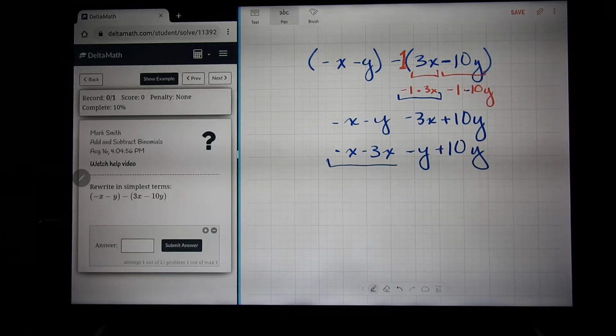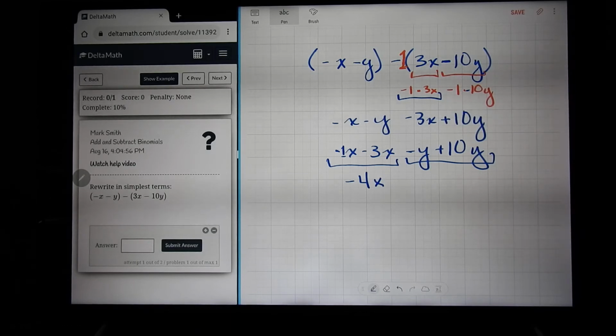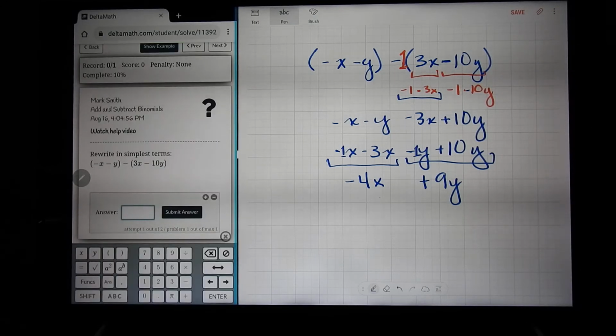If we take the x's and the y's together, we have a negative 1x. Again, we have an invisible 1 here. So we have negative 1 and negative 3. That gives us negative 4x. And here we have, again, our invisible 1. So we have negative 1 and positive 10. That gives us a positive 9y. Okay, and that's our answer. We can't combine these two variables because this is an x and this is a y. So we go back over here, and I'm going to put this in wrong. I'm going to put in 4x plus 9y.